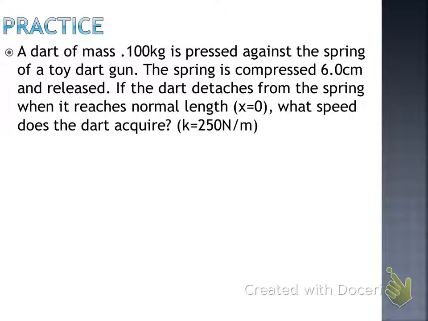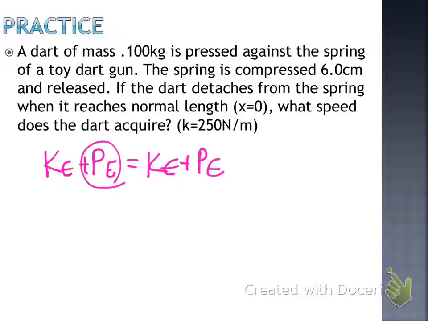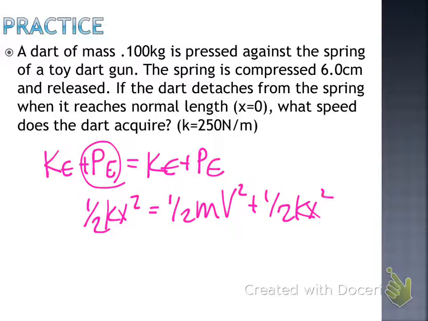So this is a spring equation. So if you want to write this equation on your equation sheet, you can. It's still going to be kinetic plus potential equals kinetic plus potential. Okay? But instead of mgy, we're going to use 1/2 kx squared equals 1/2 mv squared plus 1/2 kx squared. Okay, so that's the only thing that changes.